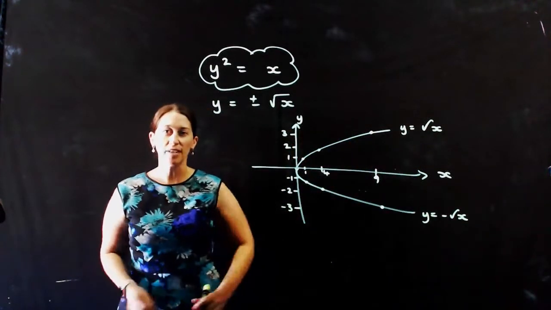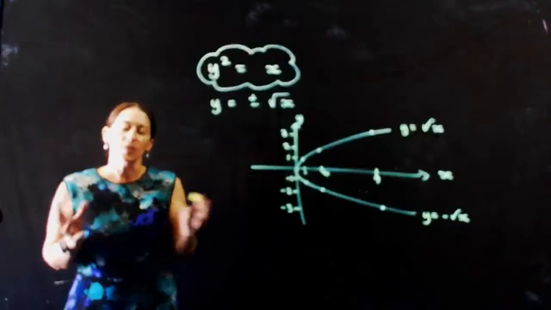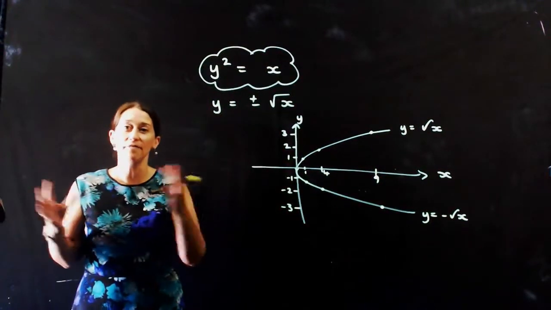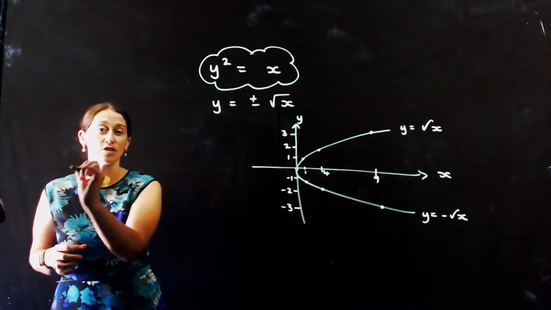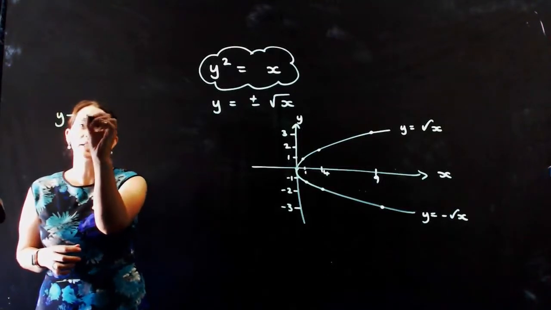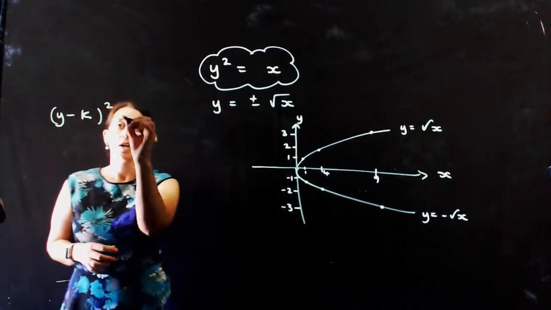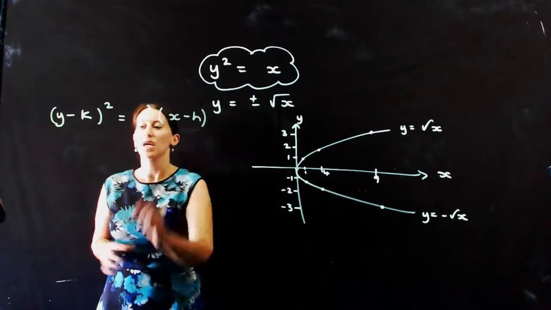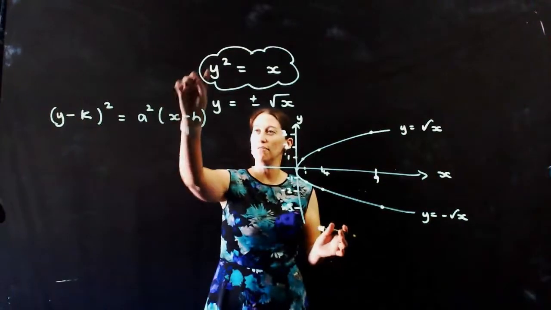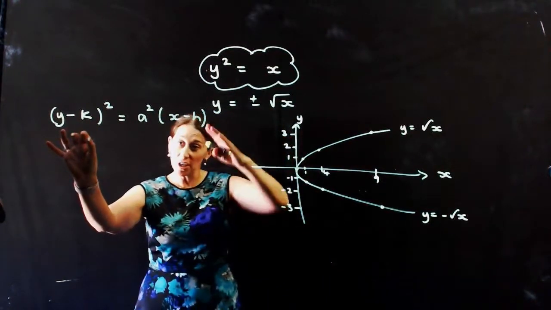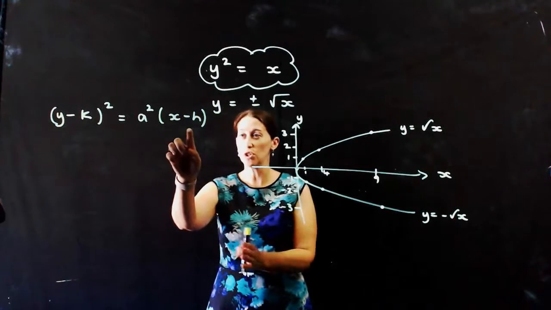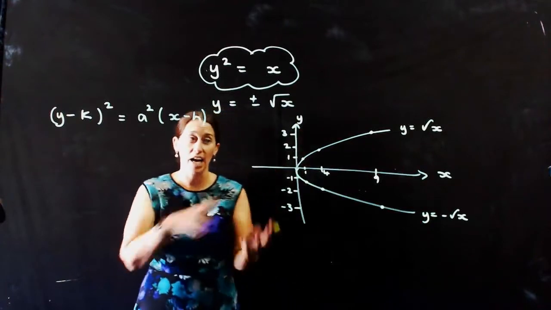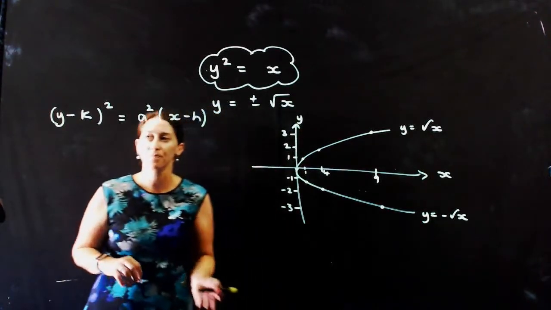Now let's look at transformations of this graph. And as with most functions that we've studied, this has a general equation. So if this graph is transformed, we can say it's y minus k all squared equals a squared bracket x minus h. Now this is the general transformation of these graphs, where k is the vertical shift, h is the horizontal shift, and a is to do with the dilation factor, how far away it is from the x-axis.